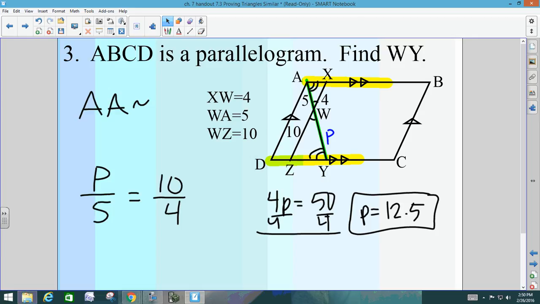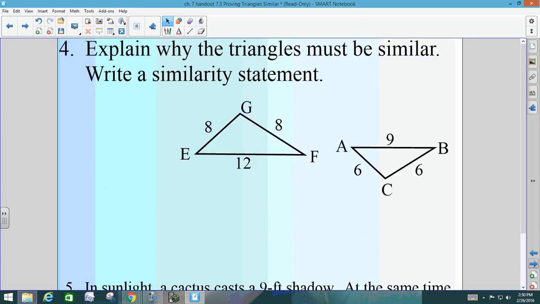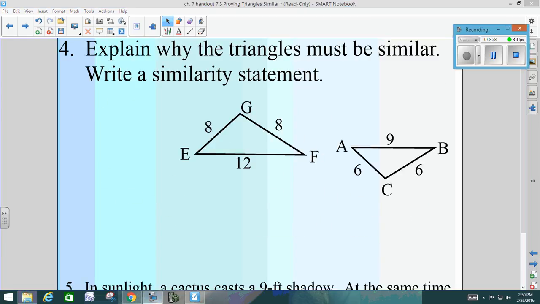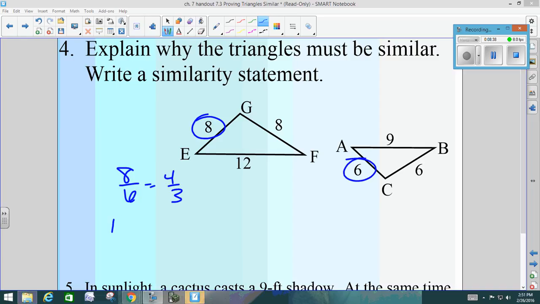All right, go ahead and do number 4 right below that. If I look for the smallest side of that first triangle, 8 goes with 6, divide by 2, and you should get 4/3. Longer side, 12 to 9, divide by 3, and you get 4/3. You don't really have to check 8 to 6 again. So are these triangles similar? Yeah, by side, side, side, right?